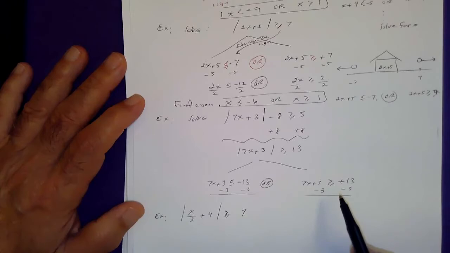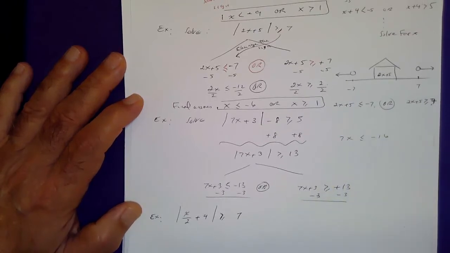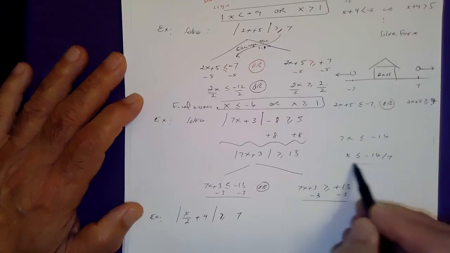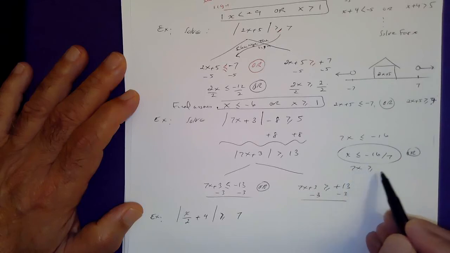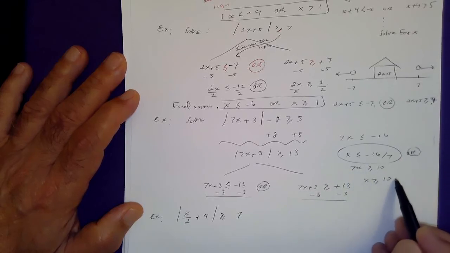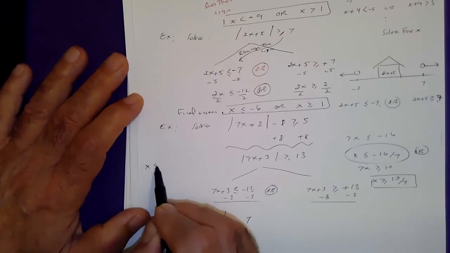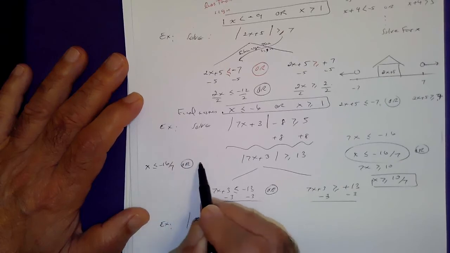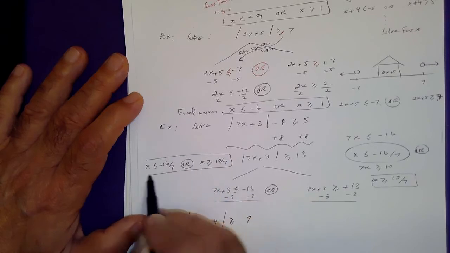So you would end up with 7x is less than or equal to -16, which means x is less than or equal to -16 over 7. Don't forget the word or. And 7x is greater than or equal to 10, so x is greater than or equal to 10 over 7. So the way you write this, you go x is less than or equal to -16 over 7. Don't forget the word or. x is greater than or equal to 10 over 7. Box the answer.